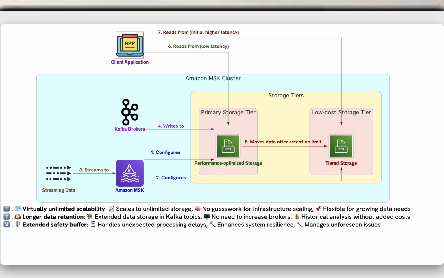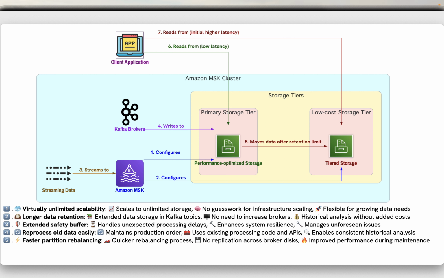It provides a longer duration safety buffer to handle unexpected delays in processing. This feature enhances system resilience and helps manage unforeseen processing issues. You can reprocess old data in its exact production order with your existing stream processing code and Kafka APIs. This maintains data integrity and allows for consistent historical analysis.